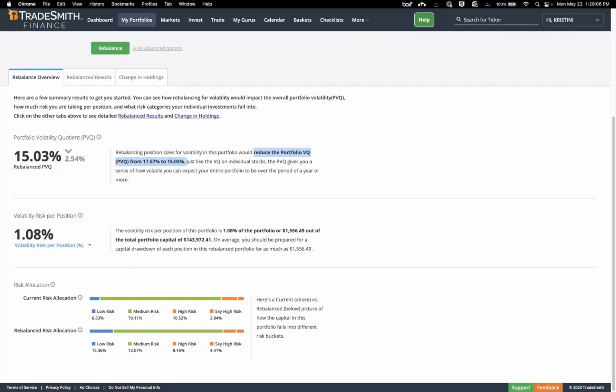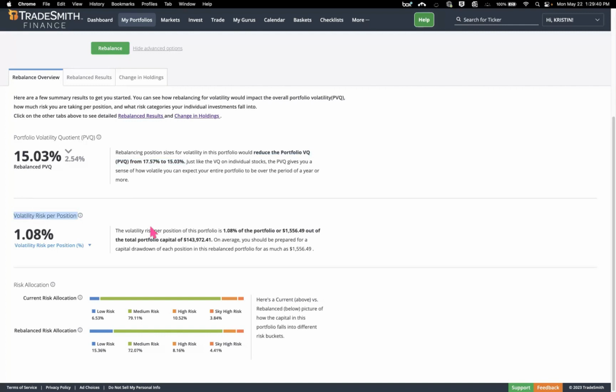So knowing the normal volatility of your portfolio is so important. Please keep in mind that the PVQ is more of an expected portfolio drawdown, because it does not accurately tell you what your maximum drawdown would be if all of your positions were to stop out at once. So the PVQ should be a reasonable approximation. All right, now let's take a look at the second box here, which is the volatility risk per position. And again, there are definitions here.